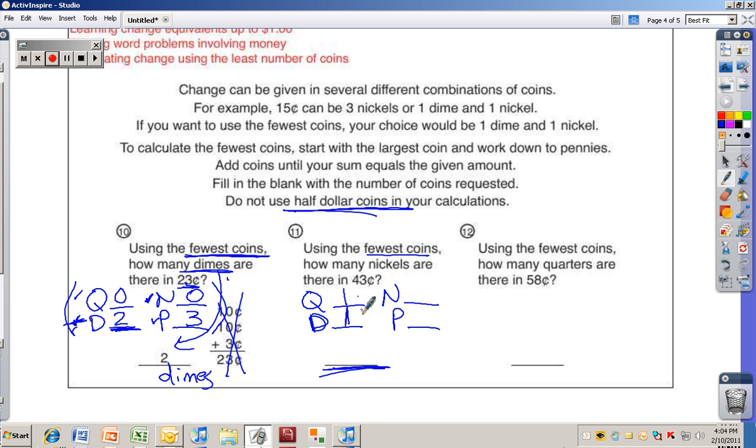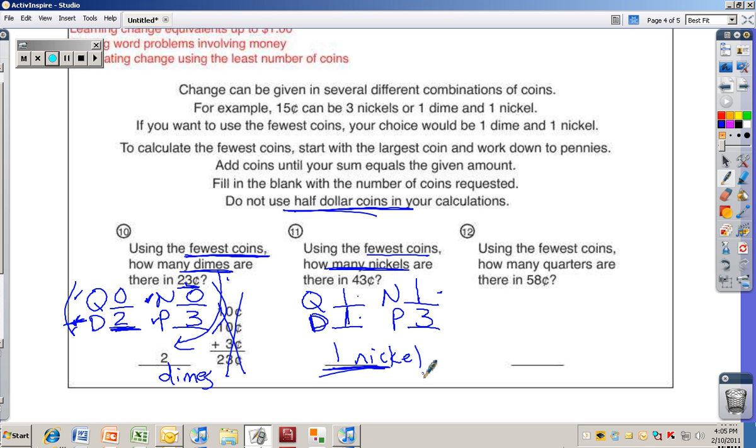So I have 25 here, 10 more, that makes 35. I got to get up to 43 cents. I'm at 35. How many nickels am I going to put in? 35 plus 5 is 40, so I can put a nickel in. Another nickel would make it 45, so that would be too big. So I'm going to put 1 nickel in, making it 40 cents, and then to make it up to 43, I need 3 pennies. The question asks how many nickels, so our answer is 1 nickel.